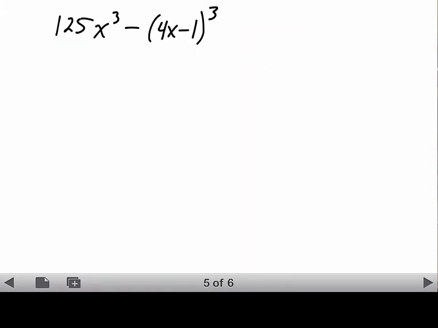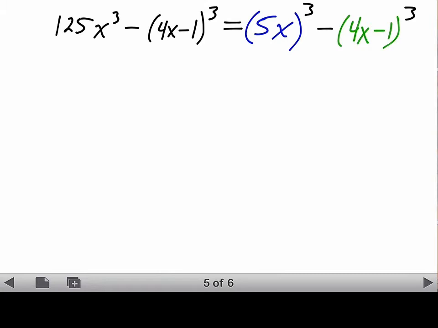Next we have 125x cubed minus 4x minus 1, the quantity cubed. See if you can factor this like we did the previous one. So I've rewritten this, color coding the terms, and I have 5x, the quantity cubed, minus 4x minus 1, the quantity cubed. In keeping with what we've done before, I'm going to write a smaller set of parentheses and a bigger set of parentheses, hopefully leaving enough room for the binomial.